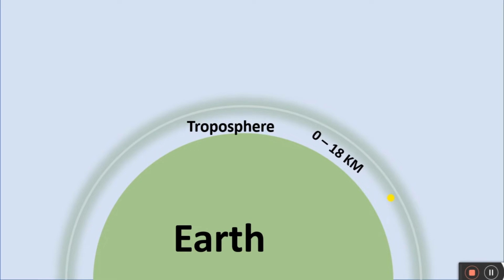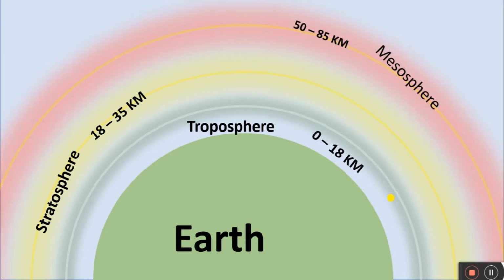The lowermost layer is the troposphere. Its height is about 18 kilometers from the surface of the earth. The second layer is the stratosphere, which extends from 18 to 35 kilometers and is above the troposphere. The third layer is the mesosphere, which ranges from 50 to 85 kilometers. In this layer, the meteors coming to the surface of the earth are burnt out.